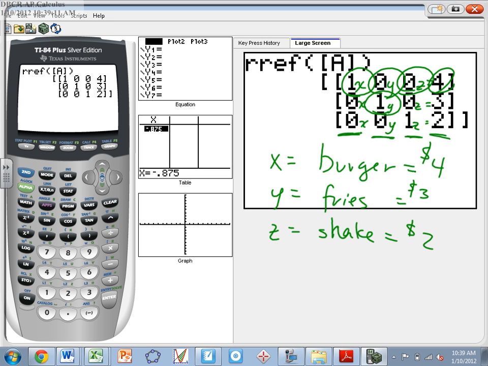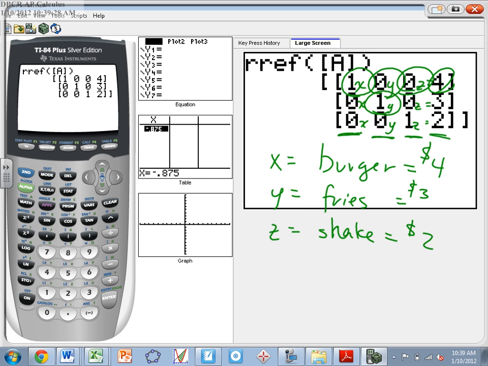Now, this means that one burger costs $4. One fry costs $3. One shake costs $2. So those are my answers. 4, 3, and 2. It spits out the answers in order, okay? It just gives you the answers in the order you put in the matrix.